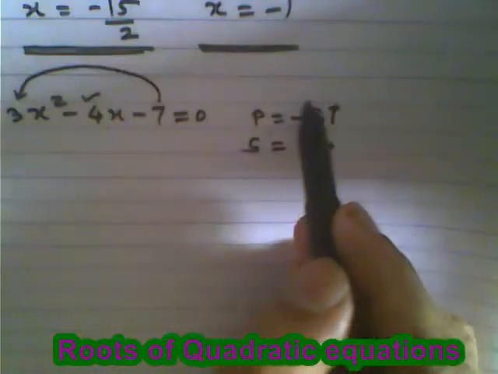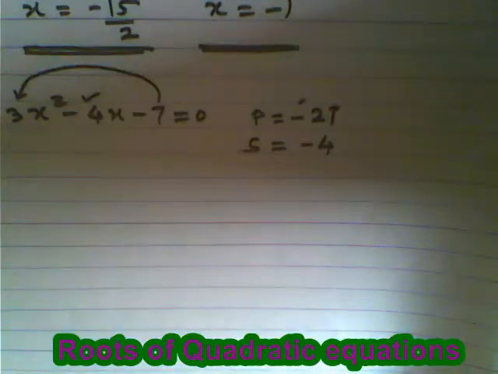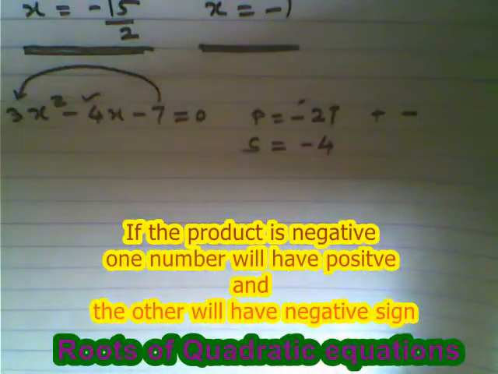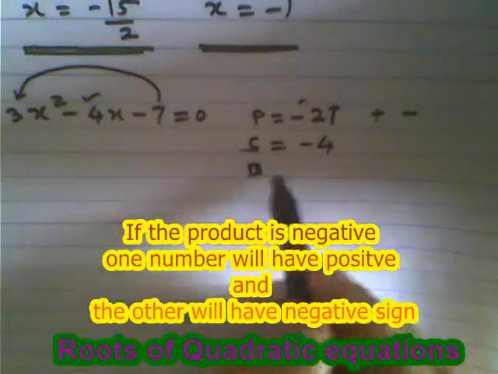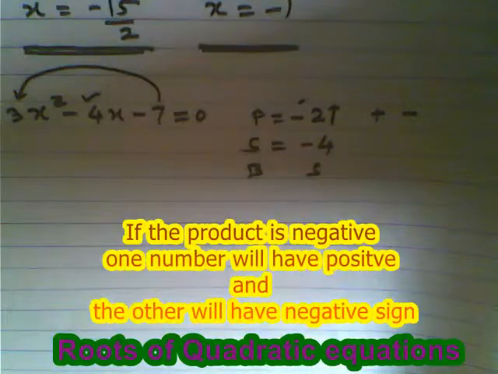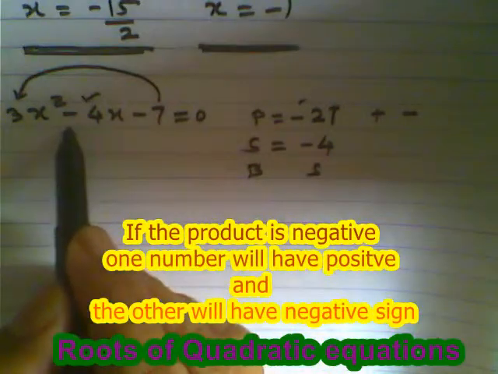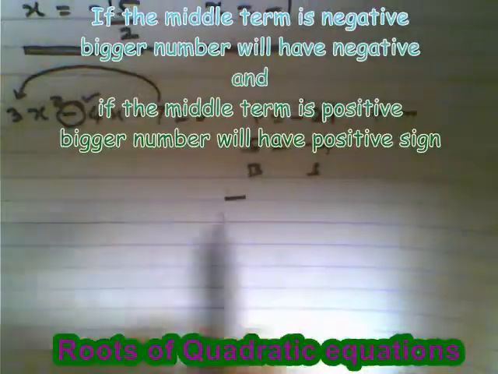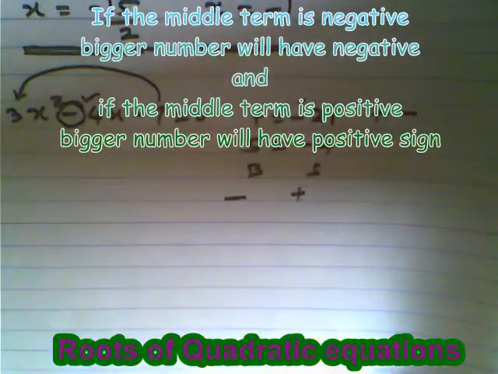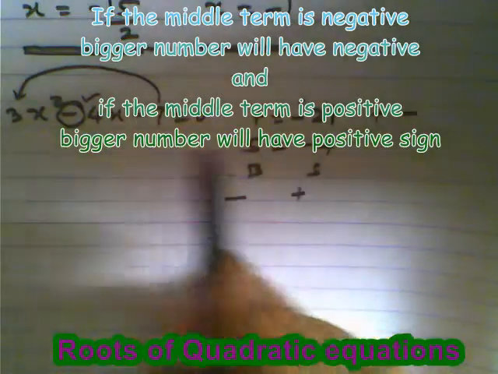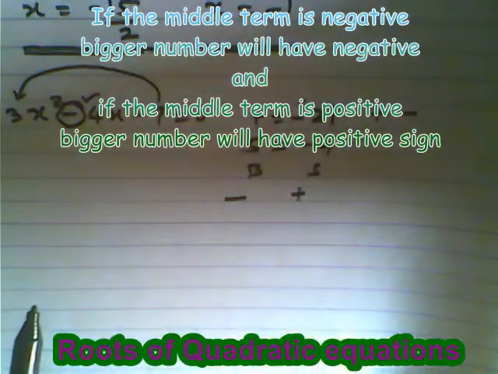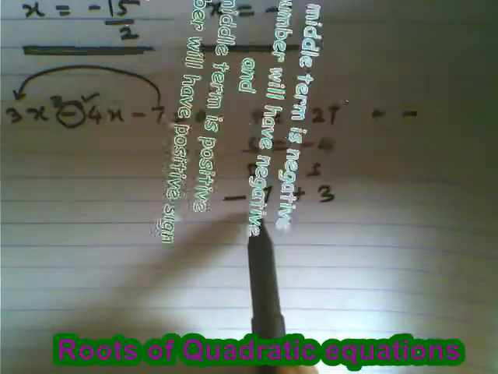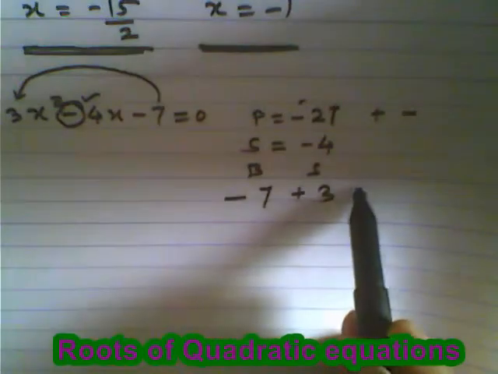So you require the negative product. It means one will be a positive number and the other will be a negative number. So there will be a bigger and a smaller number. Since the middle term is negative, the bigger number will be negative and the smaller number will be positive. Now search for the two numbers whose product is 21. Of course it is 7 threes are 21, and minus 7 plus 3 will be equal to minus 4.